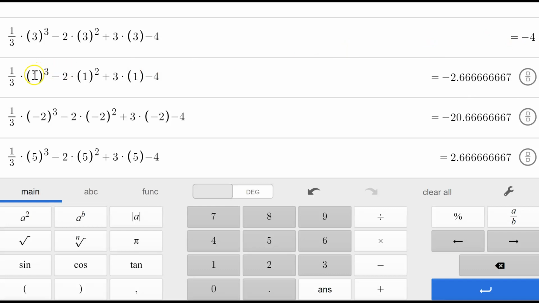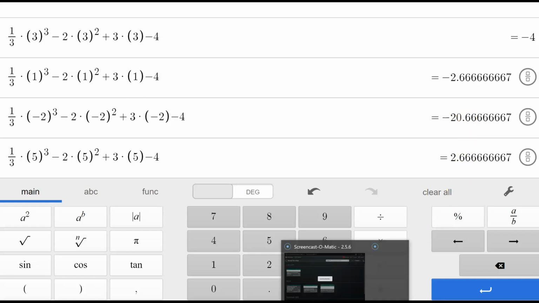Now, when x is equal to 1, that's the other critical number, the value is negative 2.67. And then when x is equal to negative 2, this is the value, negative 20.67. And when x is equal to 5, the value is 2.67. Now, comparing all these values here, the highest is 2.67 and the lowest is negative 20.67.